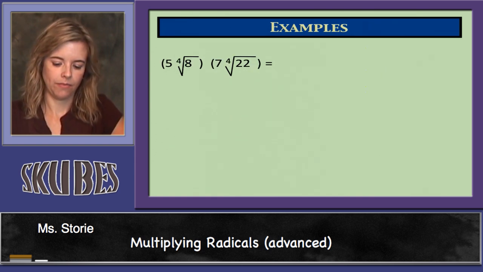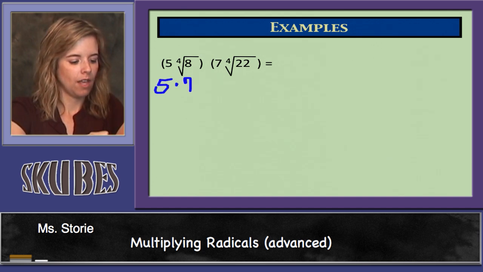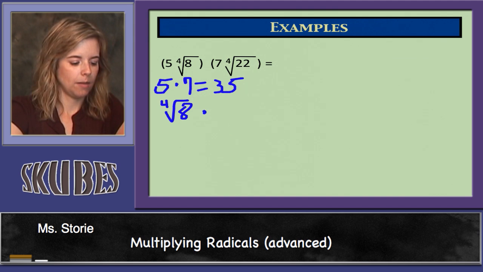Let's look at the next one. For number 7, we're going to multiply 5 times 7, and we're going to get 35. Now we're going to multiply our radicals. So we're looking at the 4th root of 8 times the 4th root of 22.